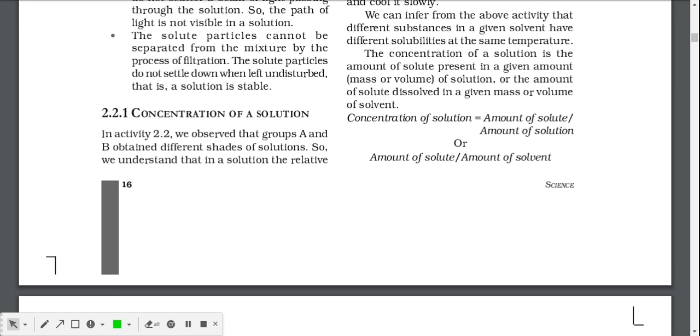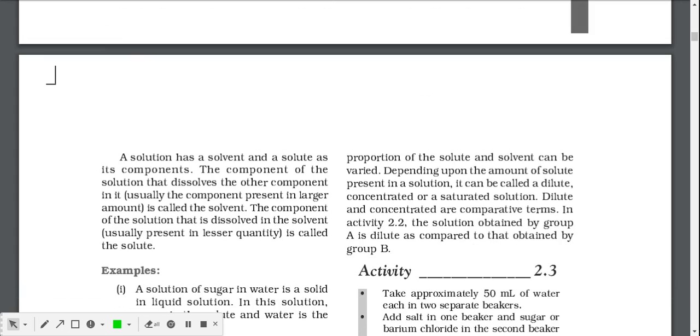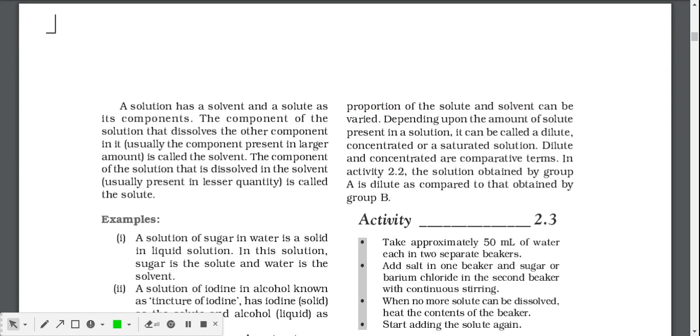Concentration of a solution. In activity 2.2, we have observed that groups A and B obtain different states of solution. So we understand that in a solution, the relative proportion of the solute and solvent can be varied. Depending upon the amount of solute present in the solution, it is called dilute. If the solute is present in smaller amount, that one is known as dilute. If the solute is present in a little bit larger amount, that is known as a concentrated solution or a saturated solution. So dilute and saturated or concentrated are comparative terms.